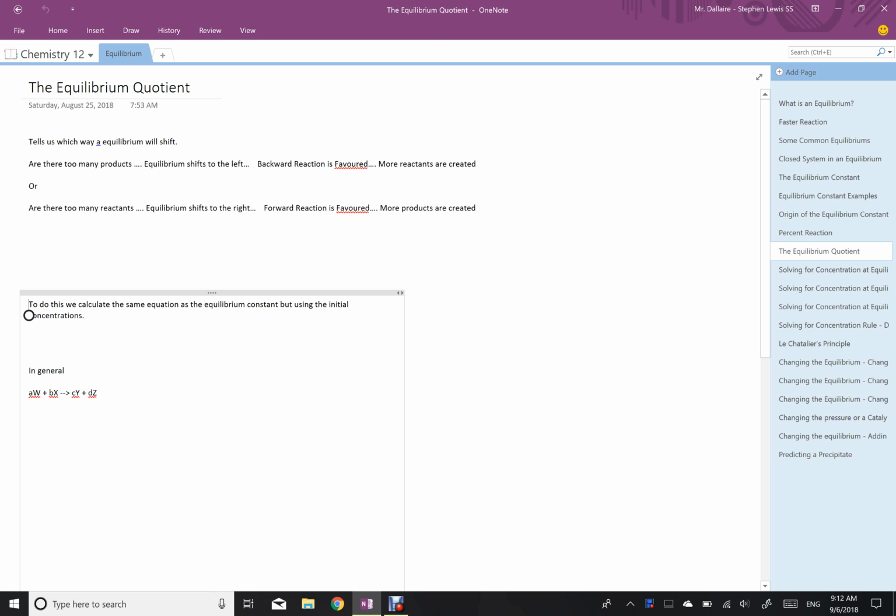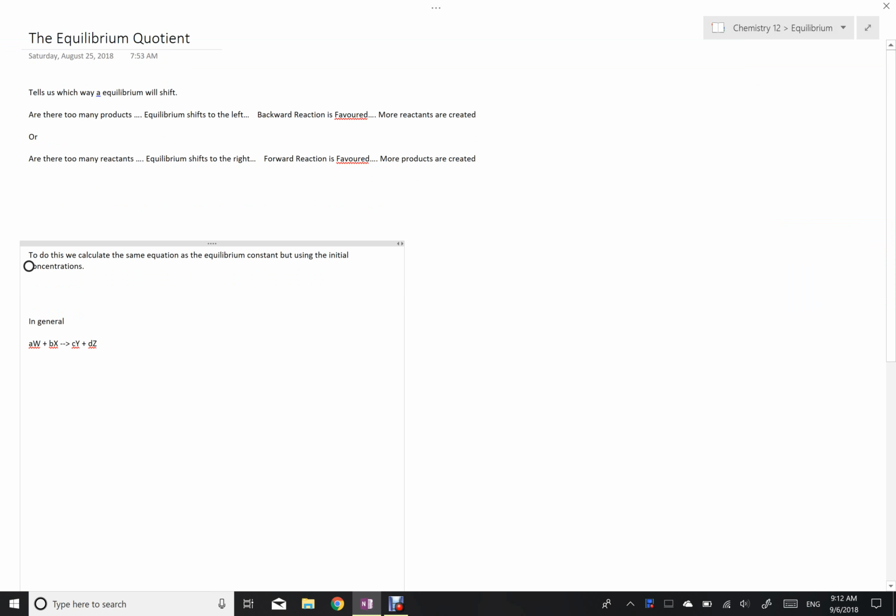Okay, in this video I'm going to talk about the equilibrium quotient. The equilibrium quotient is a way that we can determine whether the equilibrium is in a position where it's going to shift to the right, creating more products, or to the left, creating more reactants. We have two basic options here.